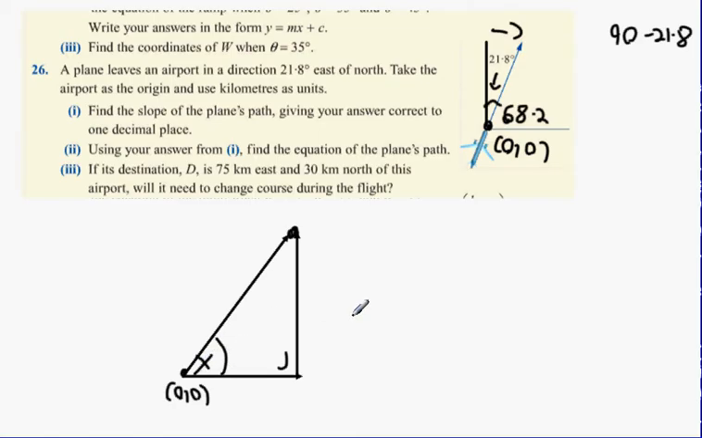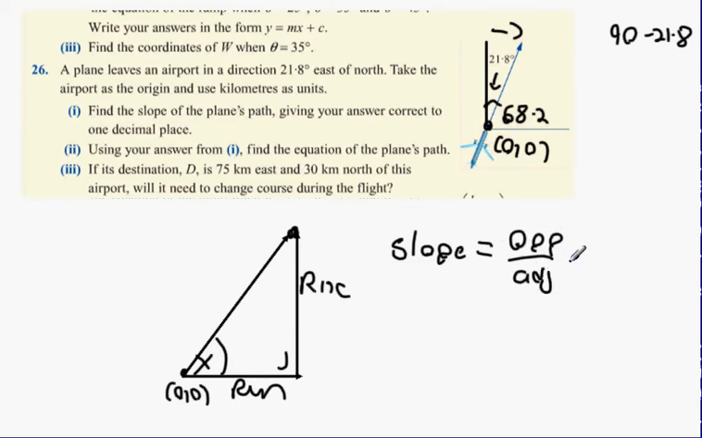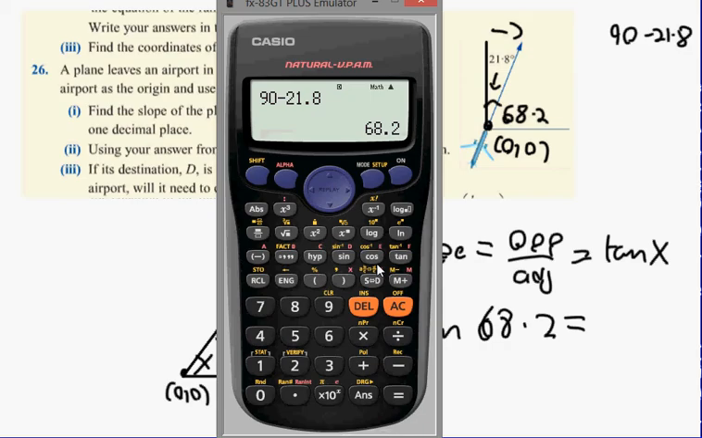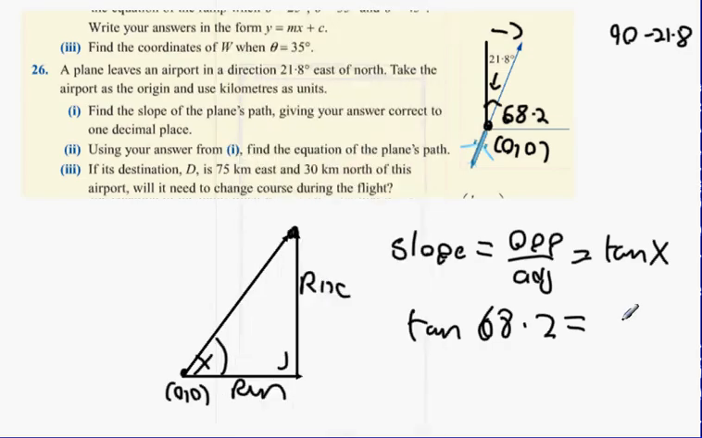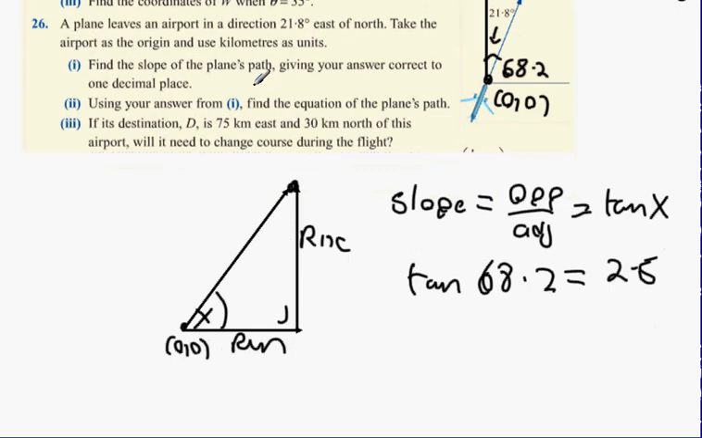So what we know is that slope equals rise over run. Rise over run is the same thing as opposite over adjacent, and that in turn is equal to tan x. Tan 68.2 is what? It says correct to one decimal place. 2.5. Now guys, let's not do what we did last time. Is it a positive slope this time or a negative slope? We know this because of the way it's going up. So, the answer is 2.5.